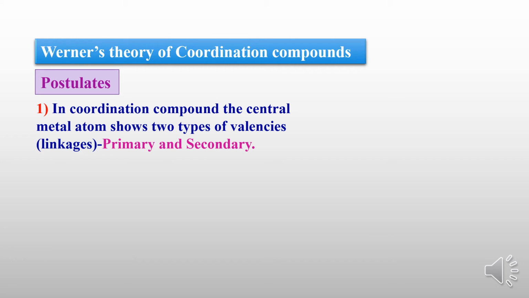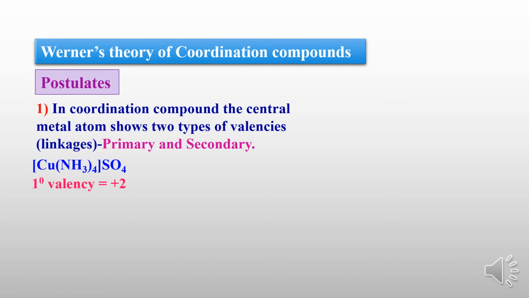First postulate: in a coordination compound, the central metal atom shows 2 types of valencies. Whatever metal is there in the coordination sphere of a coordination compound, that metal possesses 2 types of valencies: the first one is the primary valency, and the second one is the secondary valency. That is the first postulate. Then you can take an example.